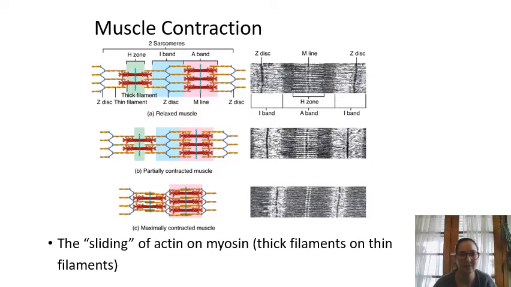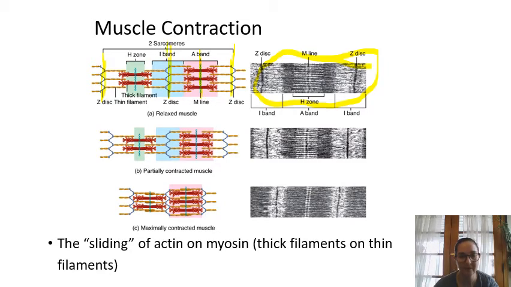Okay, so here's some images of what this looks like. The black and white here are actual microscopic images of what a sarcomere is going to look like at different stages of contraction, right? There's a lot going on in these pictures, but just focus on the Z lines. Here's a Z line here, and then right in the middle we've got an M line. Right, so an M line is our middle line.